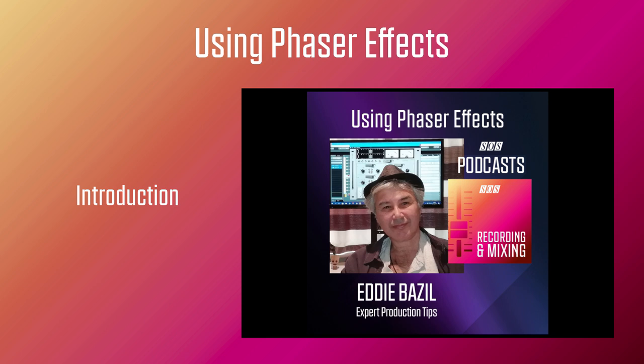A phaser, or phase shifter, works by duplicating the input signal and passing the copied signal through an all-pass filter. This filter allows all frequencies to pass through, but alters the phase of the signal. The amount of phase shift depends on the set frequency. When the phase shifted signal is recombined with the dry signal, some frequencies are cancelled while others are reinforced, creating peaks and troughs that are not always harmonically related, an effect known as comb filtering.